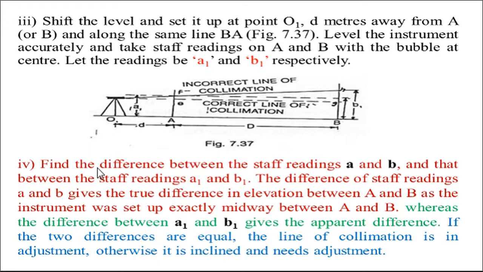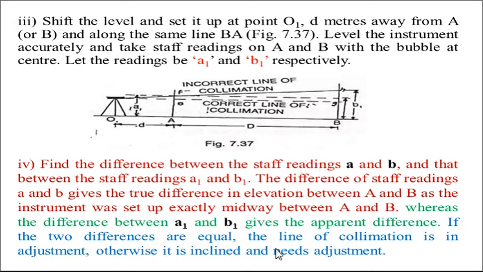Fourth step, find the difference between the staff readings A and B and that between the staff readings A1 and B1. The difference of staff readings A and B gives the true difference in elevation between A and B, as the instrument was set up exactly midway between A and B. When the instrument is at O, if there is an inclination of the line of sight, it will be the same for point A and for point B, and that's why by subtracting A and B we get the true difference of level between A and B.